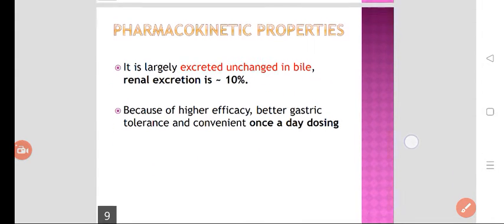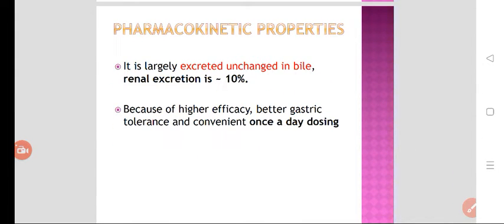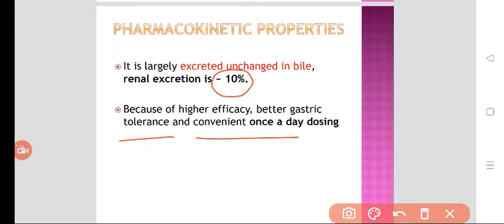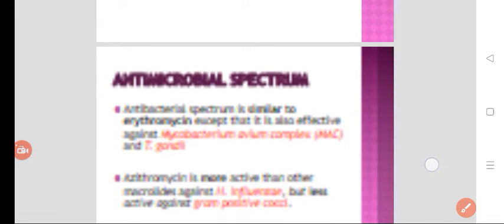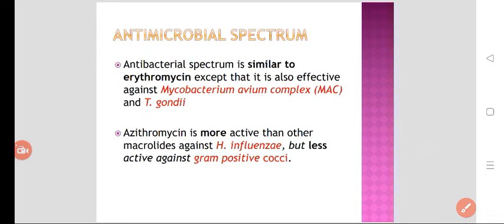It is largely excreted unchanged in the bile, and renal excretion is 10%. Because of higher efficacy, better gastric tolerance, and convenient once a day dosing, this is convenient for the patient. Now, as I told you, it has an expanded antimicrobial spectrum, so it is a broad spectrum macrolide.